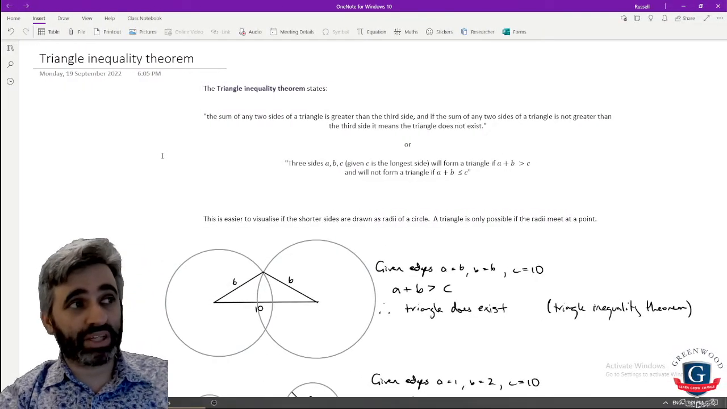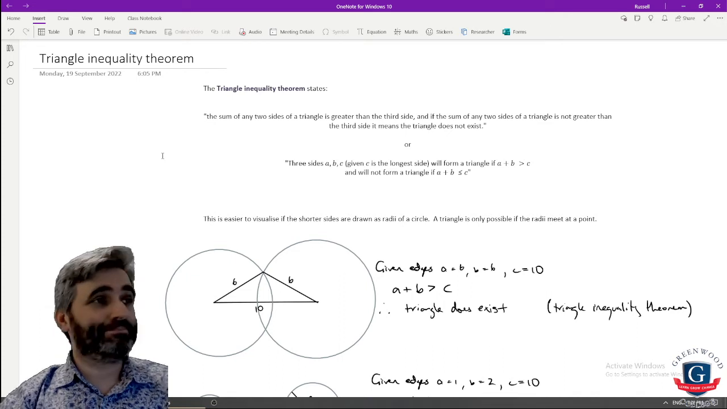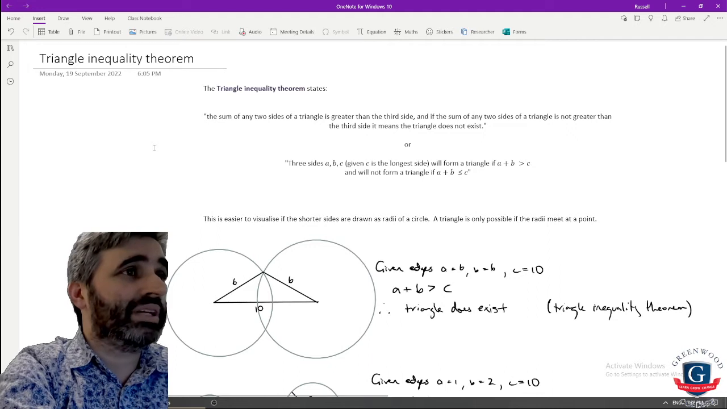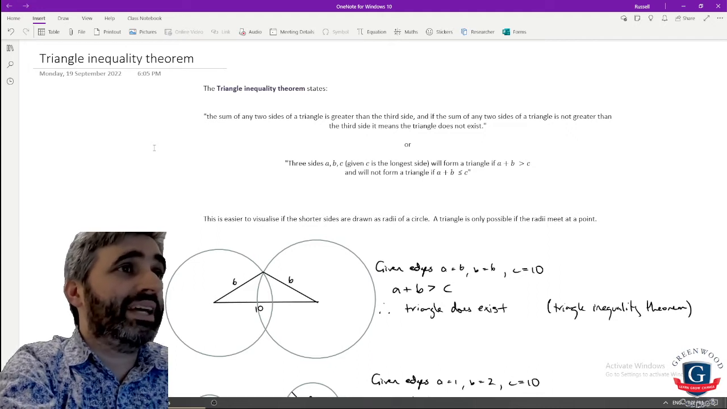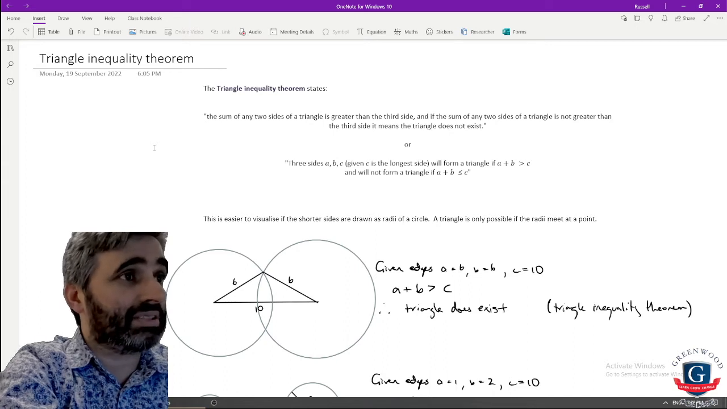Hi everybody, today we're going to have a look at the triangle inequality theorem and see how that fits in with our geometry. The triangle inequality theorem states the sum of any two sides of a triangle is greater than the third side, and if the sum of any two sides of a triangle is not greater than the third side, it means the triangle cannot exist.